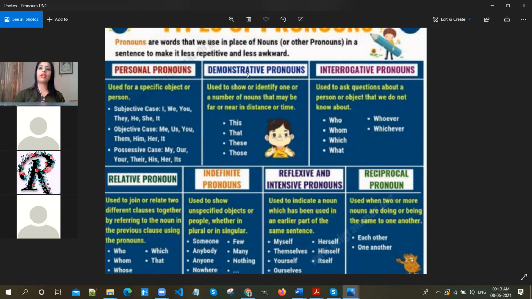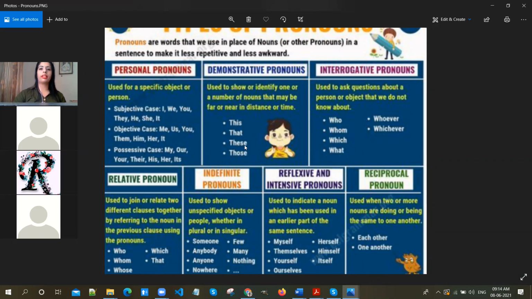Next is demonstrative pronouns, used to show or identify one or a number of things that may be far or near in distance or time. Demonstrative means when we refer to something. For example, this is my book. That is your book. So when you are talking about things, for something that is near we will use this. For something that is far, obviously singular, we will use that.